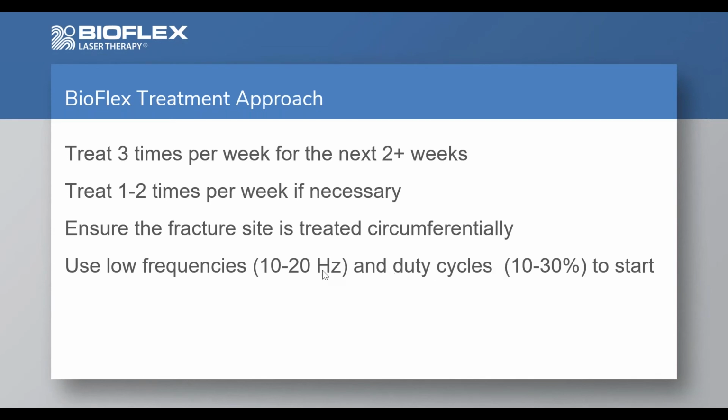So in the infrared, say the dual infrared, you can customize down to 10 or 20 hertz and a 10 or 30% duty cycle. And you can start to increase that as we go along.